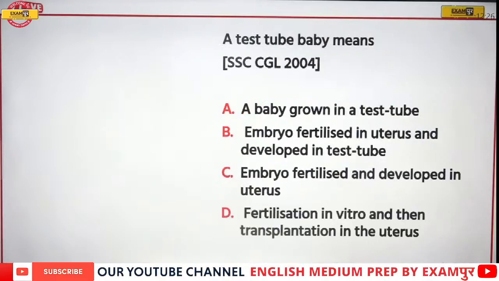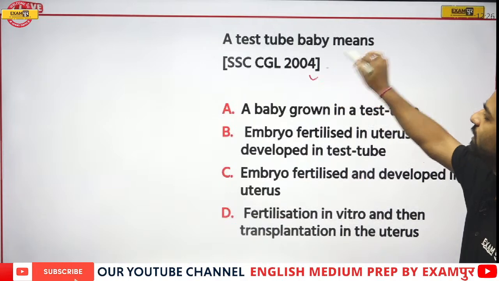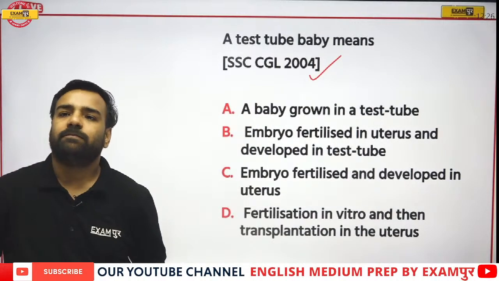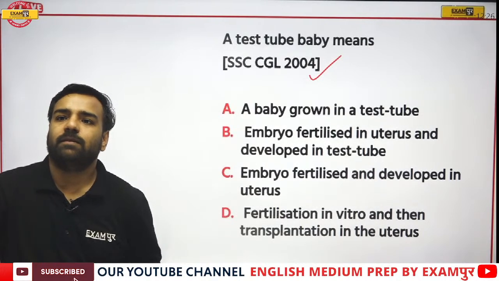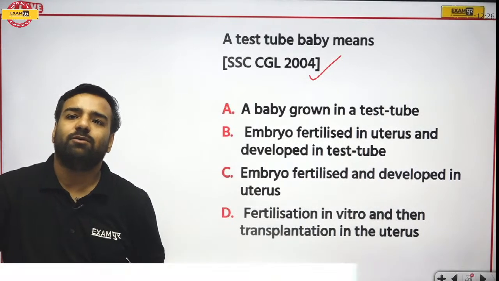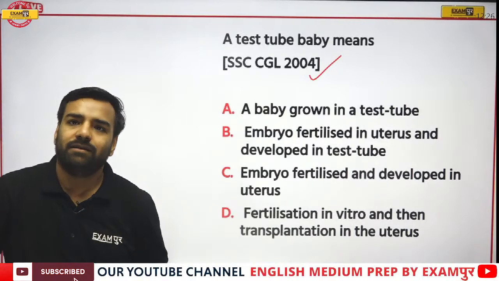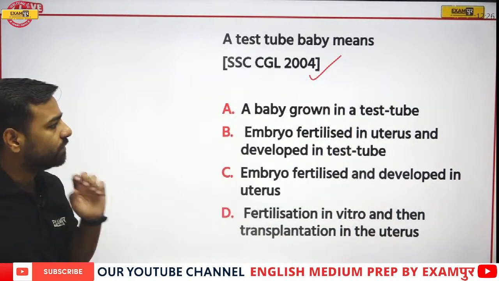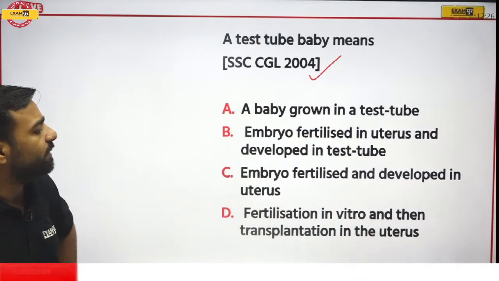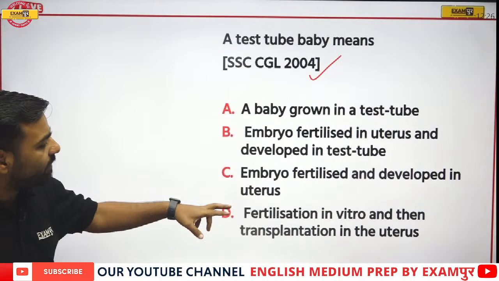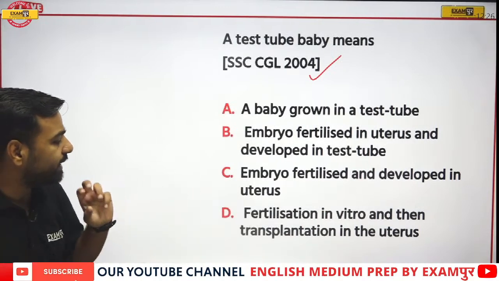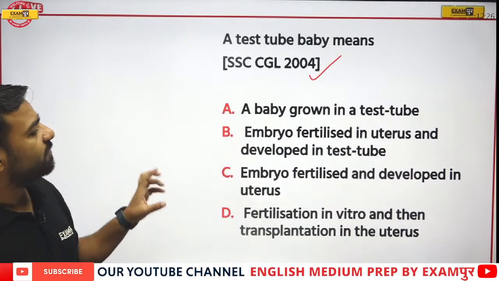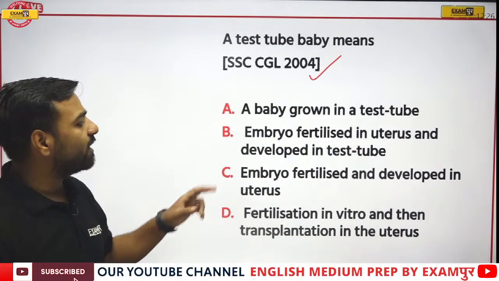Yes. Now comes the test tube baby. A test tube baby means what? This question is from CGL 2004. Test tube baby means what? Okay. So sorry for that. But yeah, this answer. Test tube baby means what? A baby grown in a test tube, embryo fertilized in the uterus and developed in the test tube, embryo fertilized and developed in the uterus, fertilization in vitro and then transplantation in the uterus. So Momita is with B. That is, embryo is fertilized in the uterus and developed in the test tube.